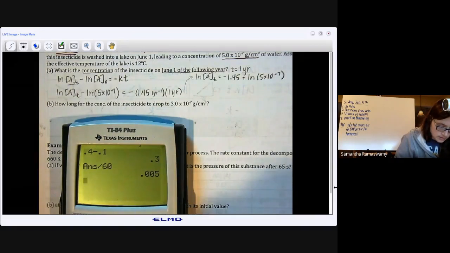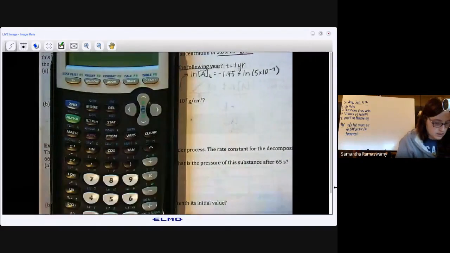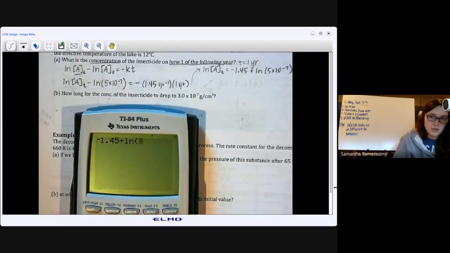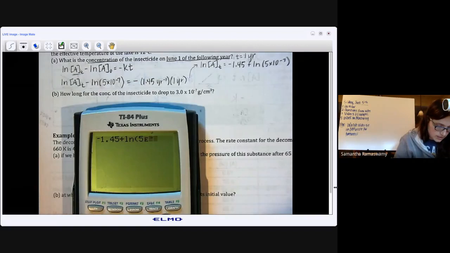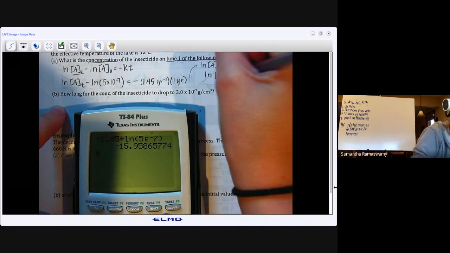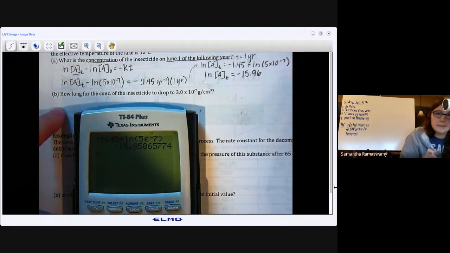So I'm going to do negative 1.45 plus natural log. Natural log is the third button from the bottom. Natural log is right here. Not log, but natural log, ln. So negative 1.45 plus ln 5e negative 7. Negative 15.96. So the natural log of the concentration of A after some time equals negative 15.96.